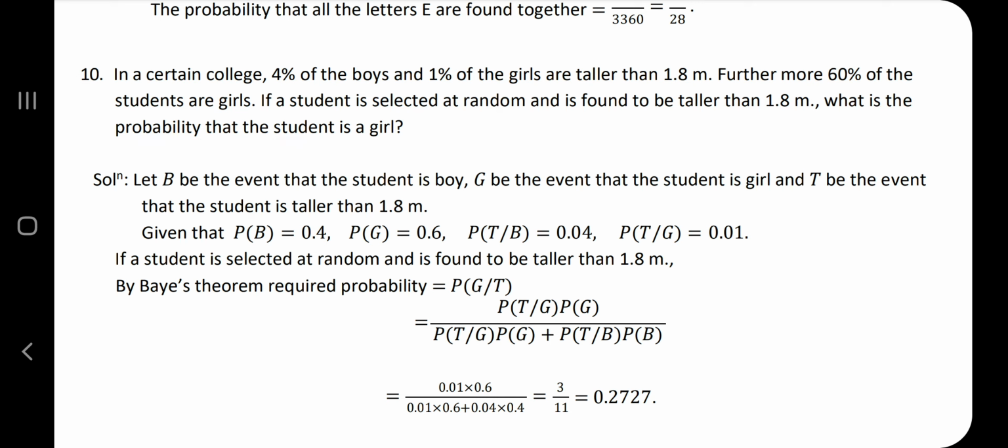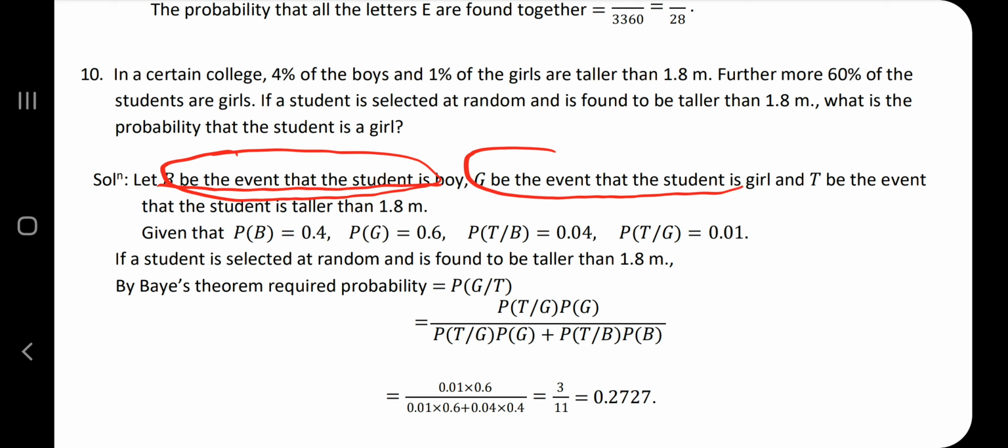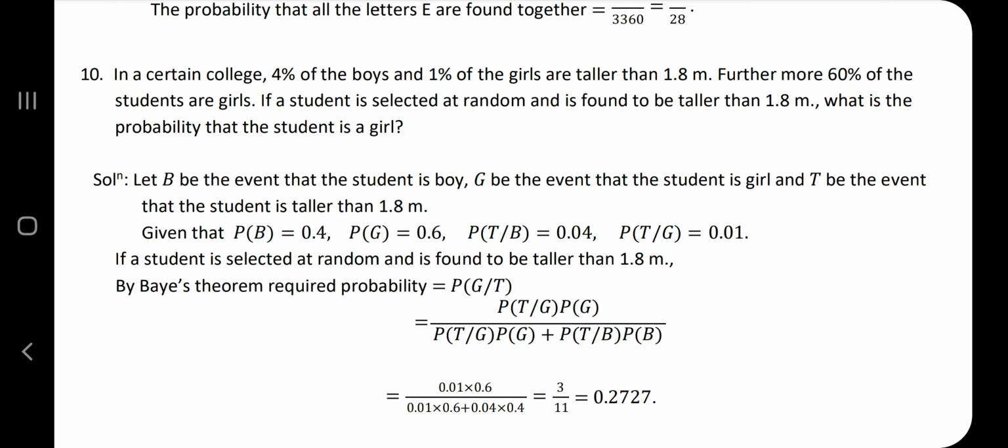Let B be the event that the student is a boy. What is possible? Either he will be a boy or a girl, right? So B is the event that the student is a boy, G is the event that the student is a girl, and T is the event that a student is taller than 1.8 meter. Taller than 1.8 is given, boy is given, girl is given. Now just write the final answer that we need.